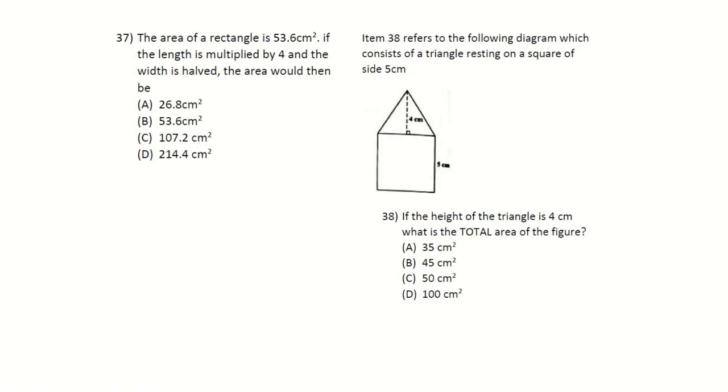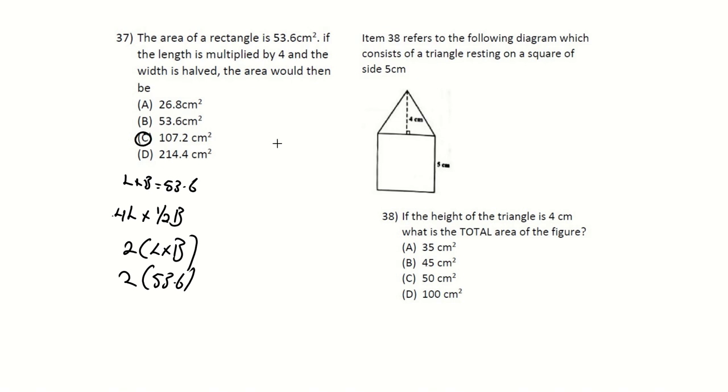Right, area of a rectangle is 53.6. If the length is multiplied by 4, the width is half, what would the area be? So we know length times breadth is 53.6. They say 4 times the length times half the breadth. A half by 4 is 2, so 2 times length times breadth would be 2 by 53.6. 2 multiplied by 53.6 is 107.2, so the answer is C.